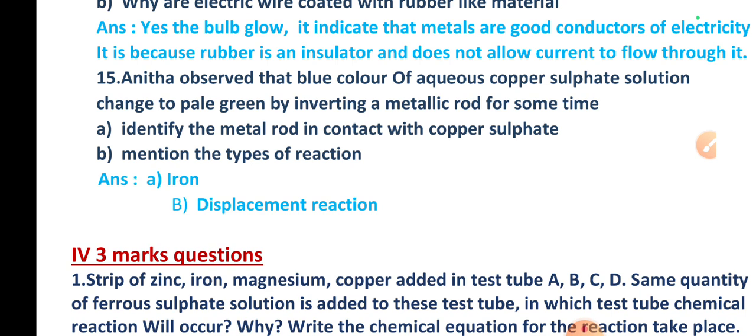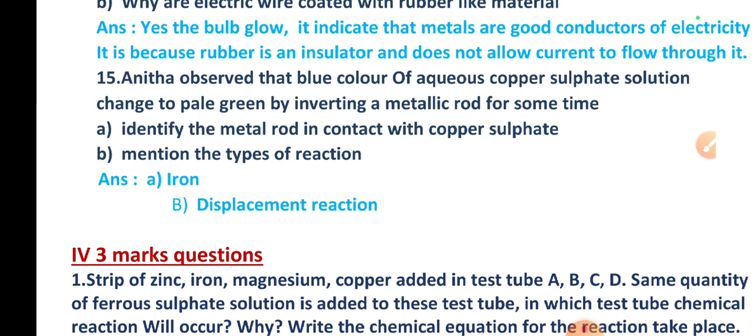See, Anita observed the blue color of aqueous copper sulfate solution change to pale green by inserting a metallic rod for some time. Why does the copper sulfate solution turn pale green? It reacts with the iron. Iron is more reactive than copper. That's why it displaces copper from copper sulfate solution.